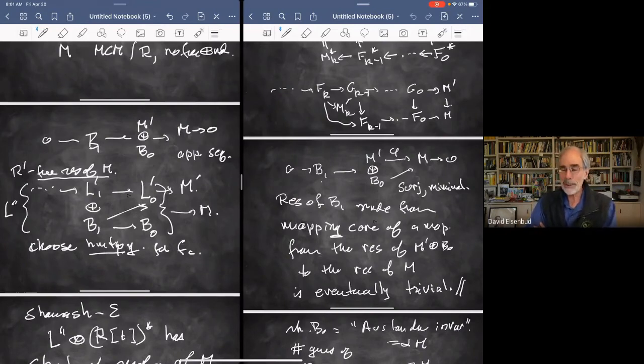Once you're in the derived category, you can't tell minimal complexes from non-minimal complexes. So this doesn't bother people in the derived category.